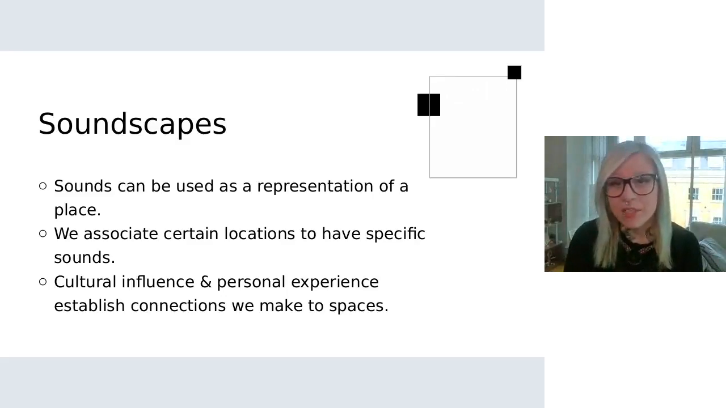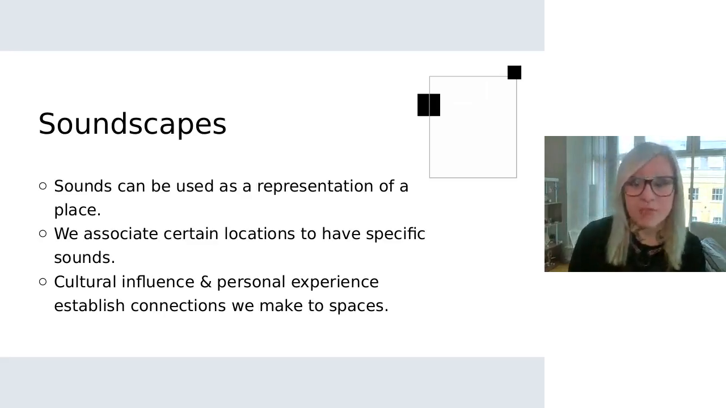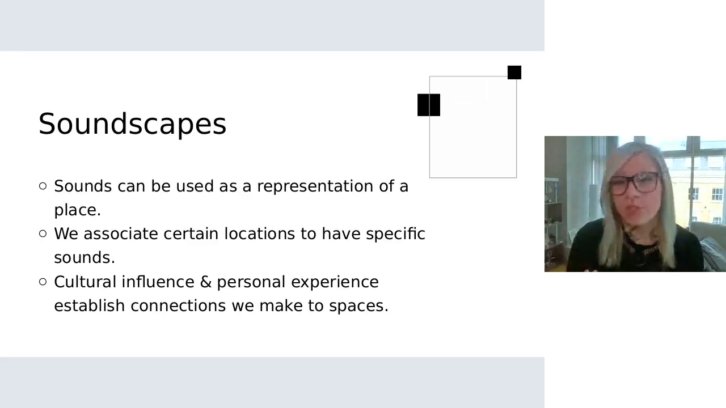Sounds can be used as representations of places. If you ever listen to music, like rap music, they often use police sirens or something in some of their songs. That would be an audible representation of the kind of vibe that they're trying to emit from the music. And we associate certain locations with specific sounds.